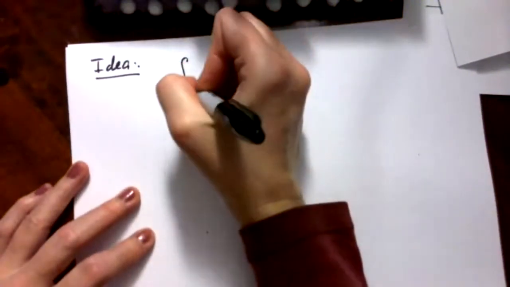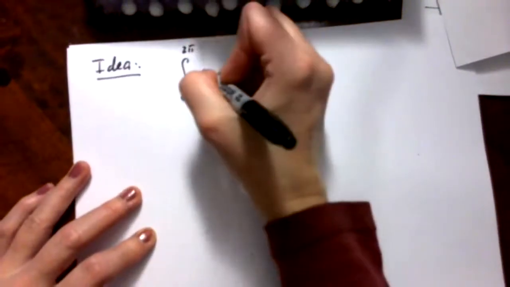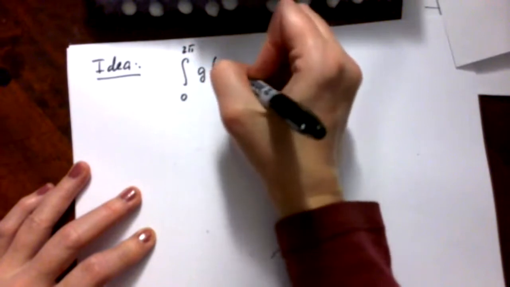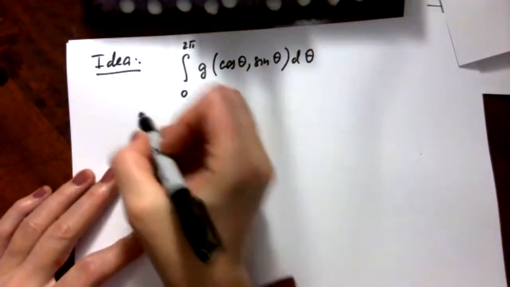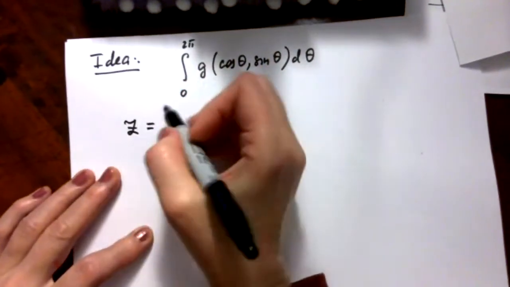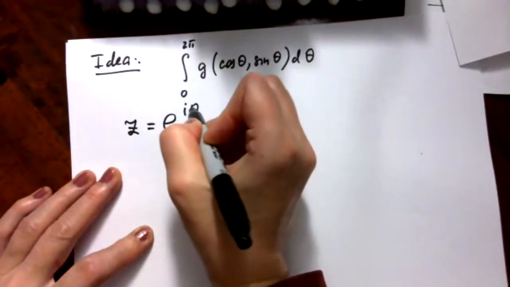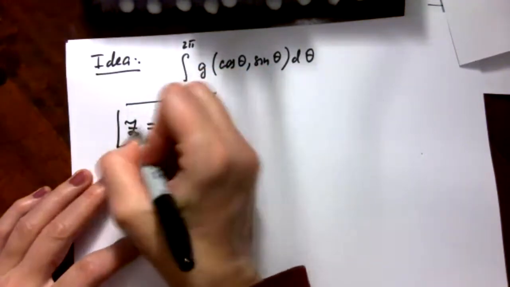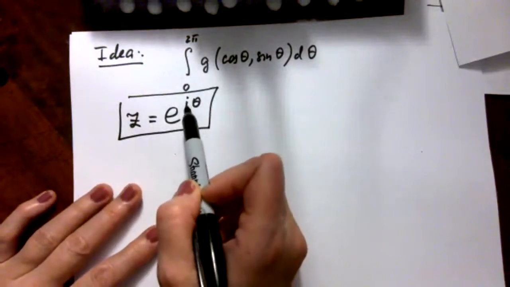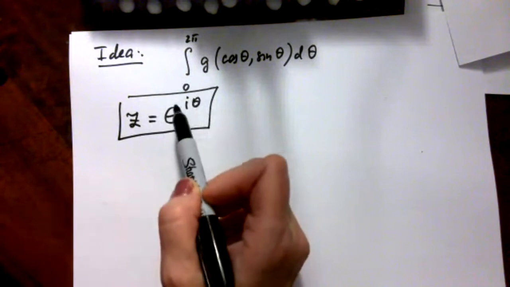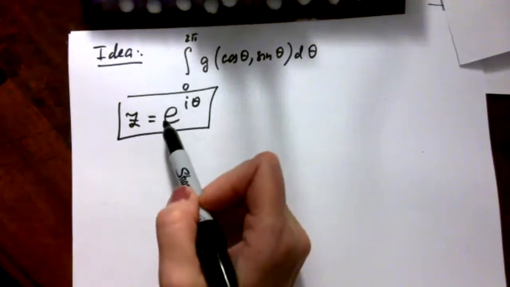So let's write down the general idea of how to calculate this integral. Let me write this integral here again, because it's better to have it on the screen all the time. So now we are dealing with integrals of this form. And so what is the general idea? The general idea is to make this substitution. We are going to introduce a new variable z, which is actually a complex number given in exponential form.